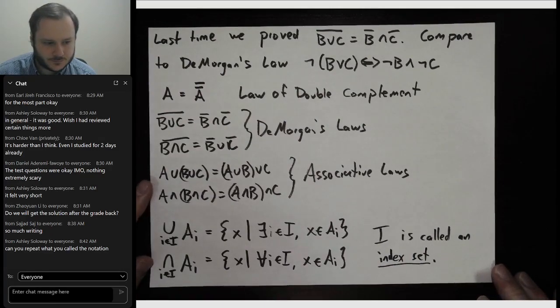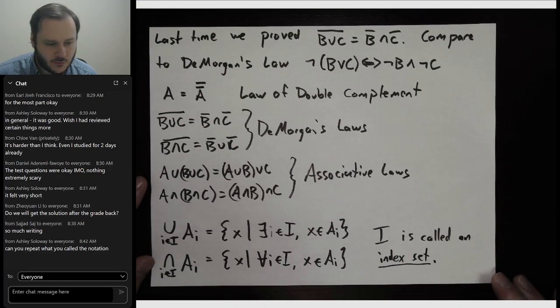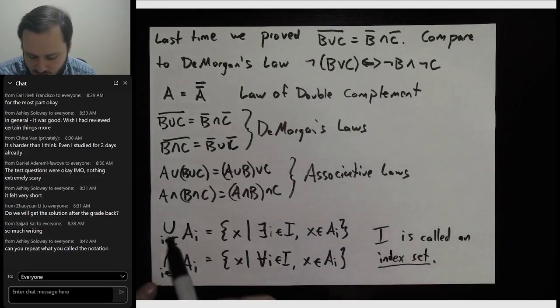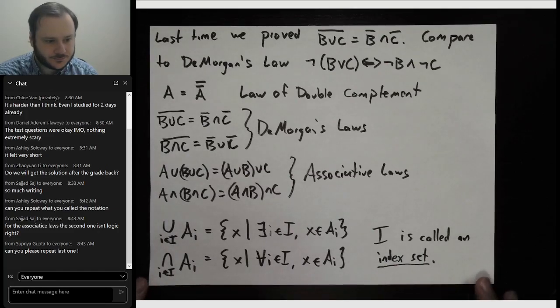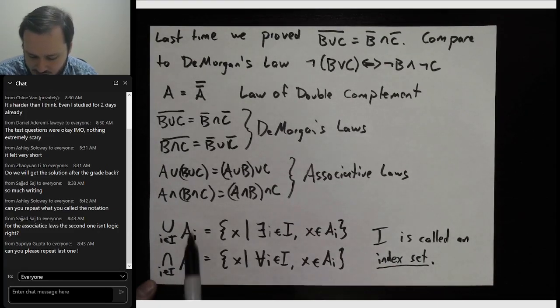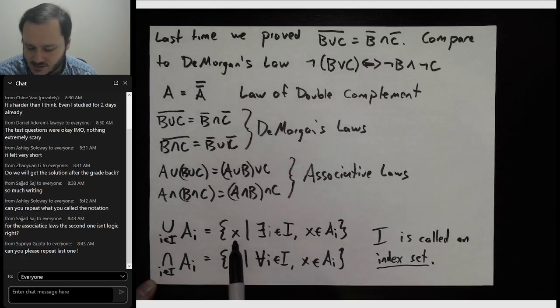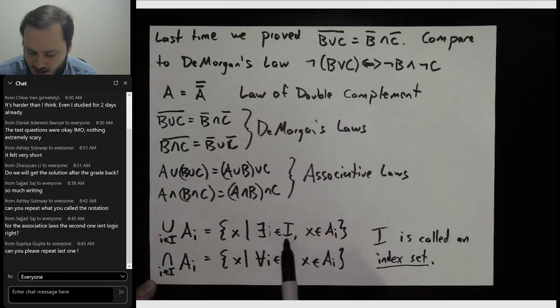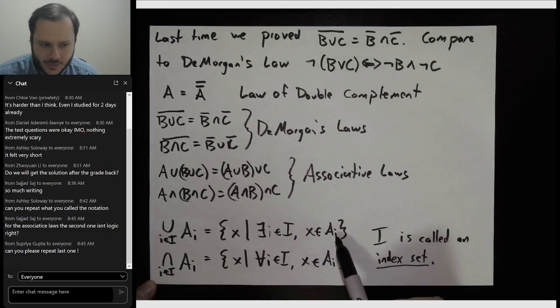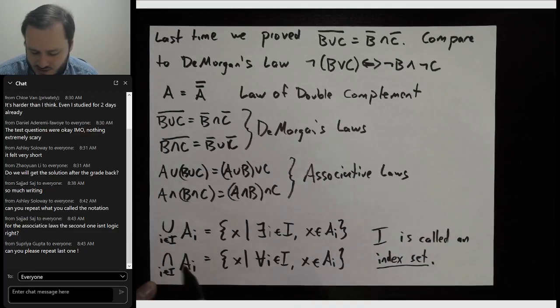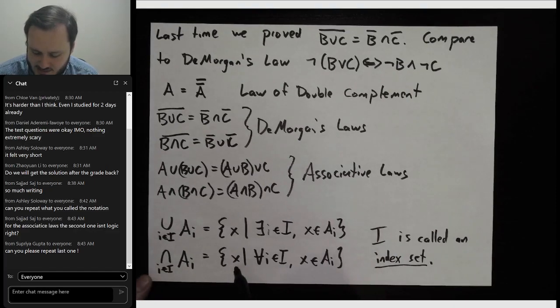Can I repeat what I called the notation? Sure, this is just a big union and a big intersection. The big union is the union of all the sets A sub i indexed by this set big I. It's the set of elements x such that there exists an element i in big I where x is in the set A sub i. The second one is the big intersection of the A sub i. It's the collection of all x's such that for every i in our index set, x is in A sub i.